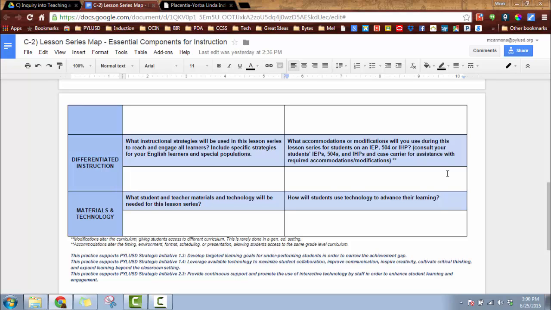Most of the time, we're just accommodating. We're teaching them the exact same thing all of the other students are getting, but you might be adding more time for them, or you might be seating them in a place that's preferential. So those are types of accommodations. You may allow them to go to a different room for a test.